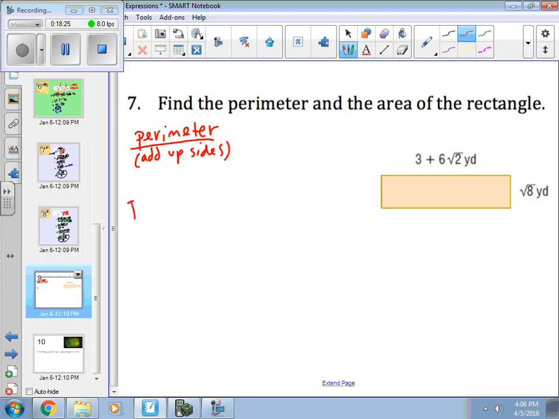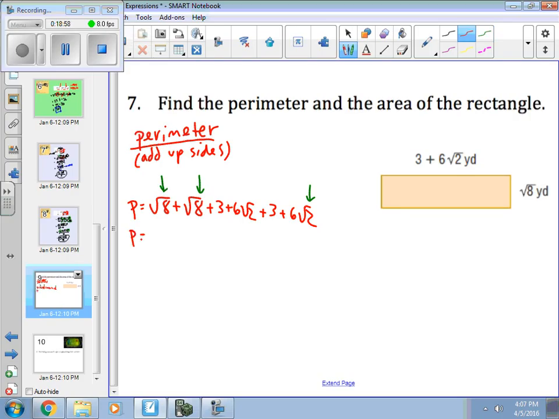So let's see what we get when we add up all the sides here. We'd have square root of 8 plus there'd be another square root of 8 opposite, and then 3 plus 6 square roots of 2, and then opposite that there'd be another 3 plus 6 square roots of 2. So the perimeter would be whatever happens when you simplify that. Well, let's simplify down here. Let's check our radicals first. Square root of 2 definitely does not simplify. Does square root of 8? Yeah, square root of 8 simplifies.